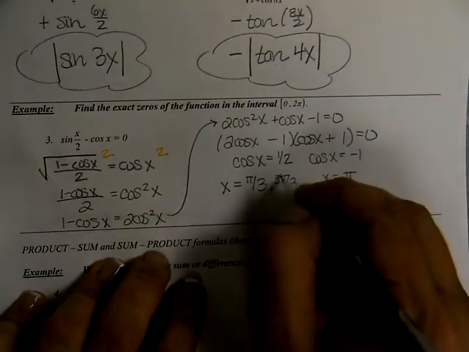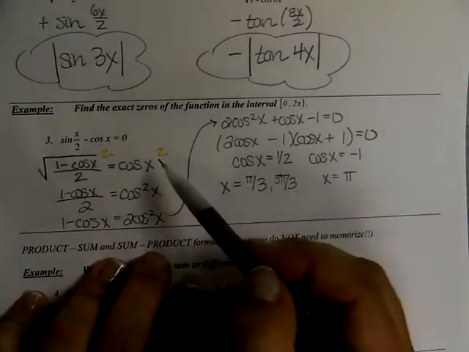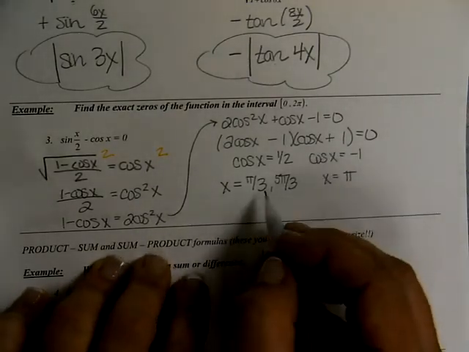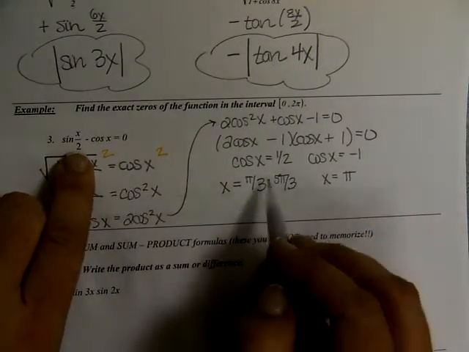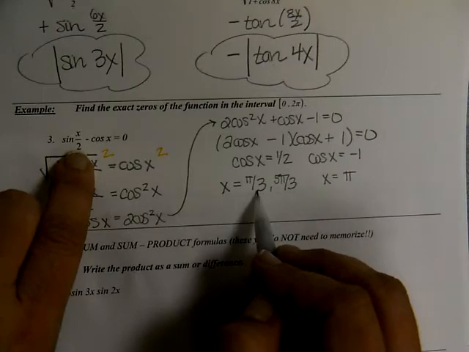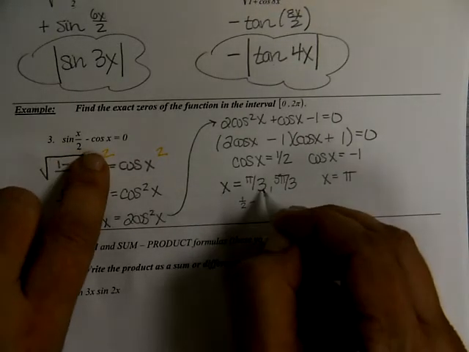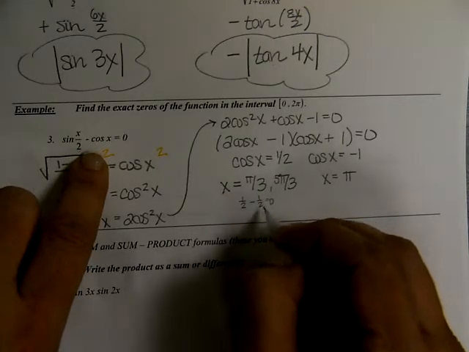Now we might be tempted to celebrate, but we particularly have to be cautious about our solutions here because we did square and we could have potentially created some extraneous solutions. So let's just double check and substitute it into the original problem. So if I put pi thirds in, that's like the sine of pi over 6, which is 1/2, minus the cosine of pi thirds, which is 1/2. So that gives me 0. So that checks out.